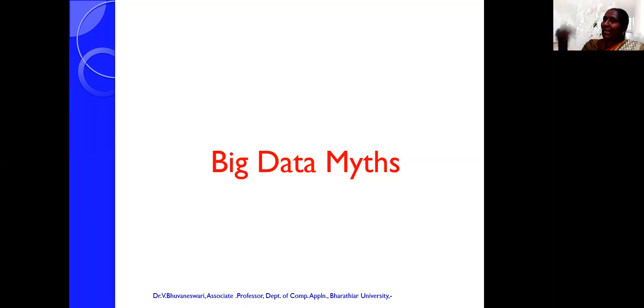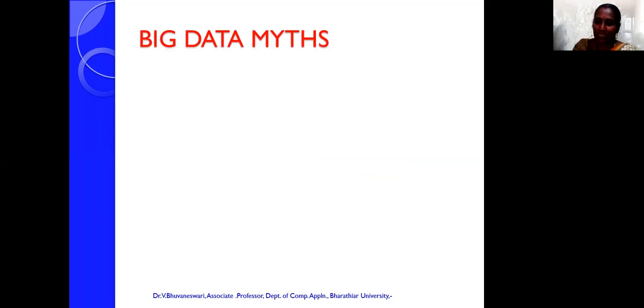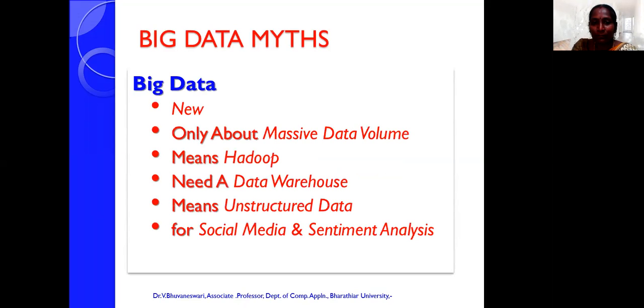Apart from that, there are a lot of beliefs about big data. We'll just go through them. What is it? So, big data is new. Is it new? No, big data is not new. It matured in 1997. It evolved in 2010, and it has become a beautiful technology in the current scenario. It's only a massive volume of data, a large volume of data. This is again a myth.